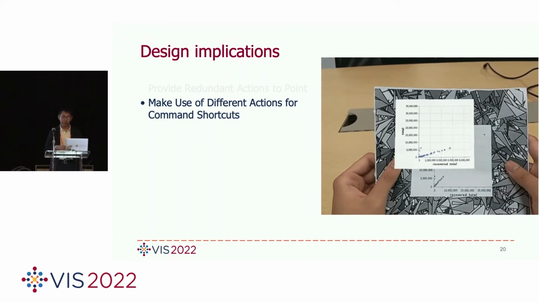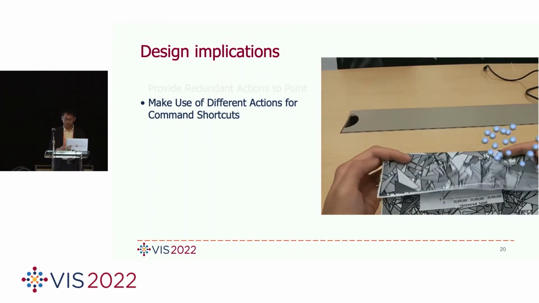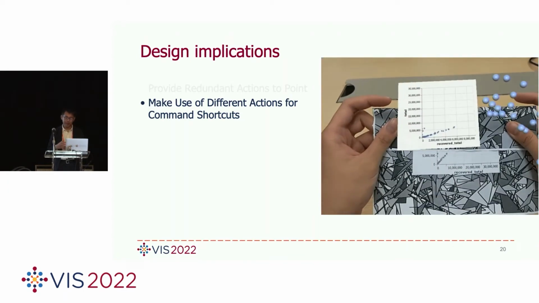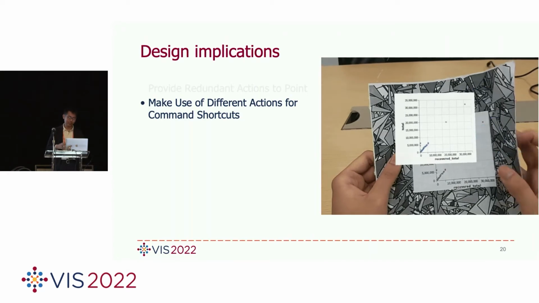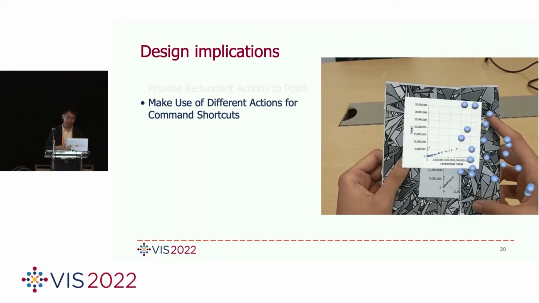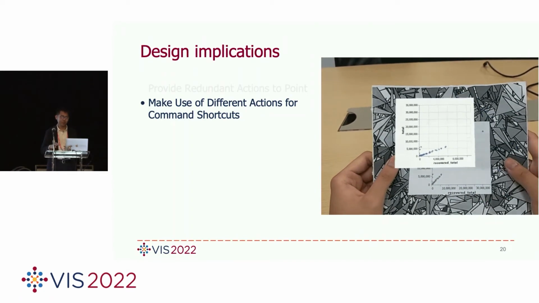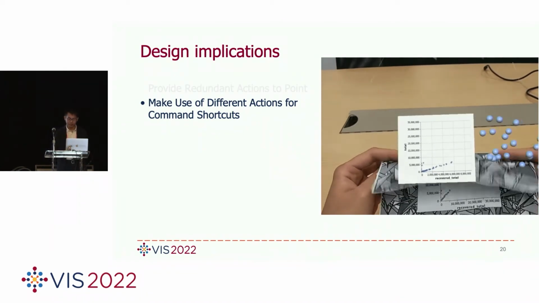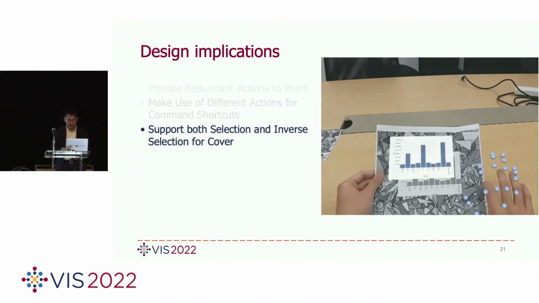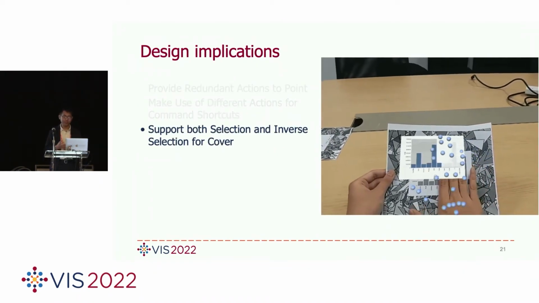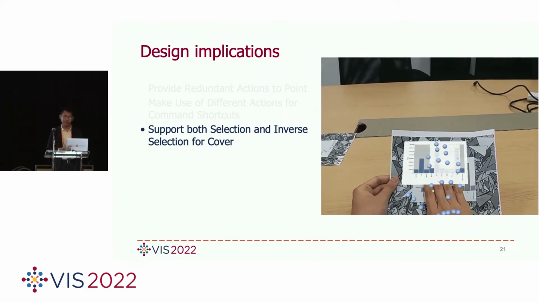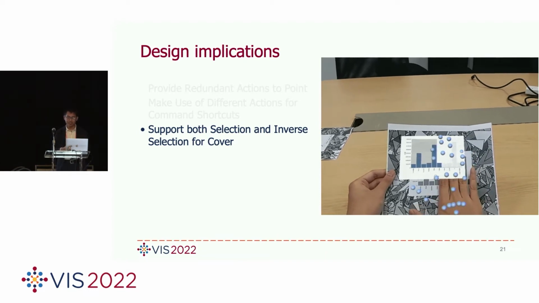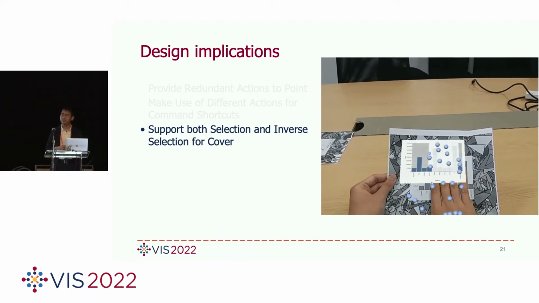The second implication is to make use of different actions for command shortcuts. For example, when the data is biased or skewed, fold to zoom might be better than pinch to zoom in some cases, because we can use one fold to zoom in instead of dragging around on the paper. The third point is to support selection and inverse selection to cover. That's because when the paper is getting large, it's harder to cover all the unwanted area for selection.